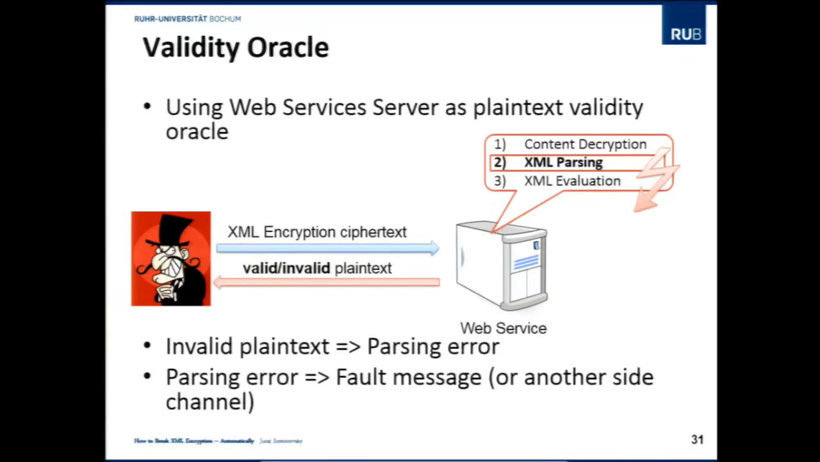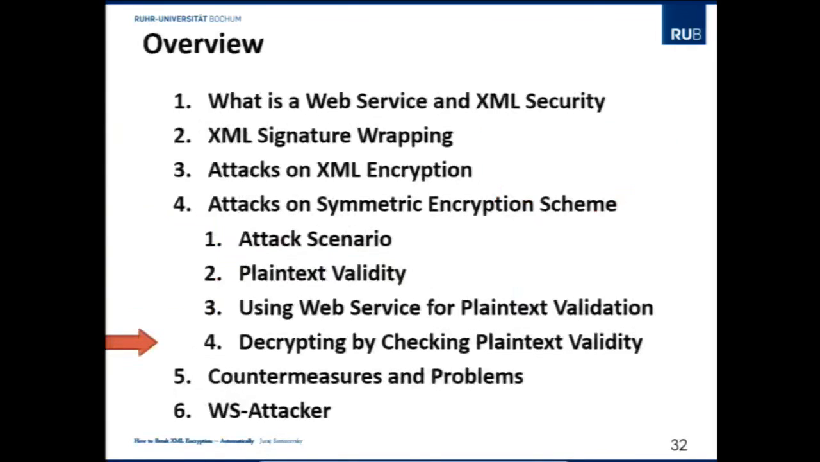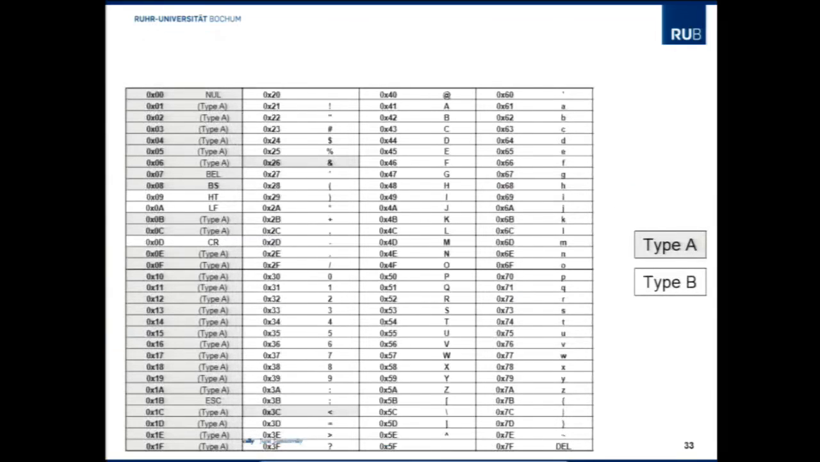Okay, so based on the modified ciphertext, we could make the web service run into a parsing error and respond with a fault message. So what can we do with it now? Let's take a look at this ASCII table again. We have these type A and type B characters, and we said that we have 128 characters.